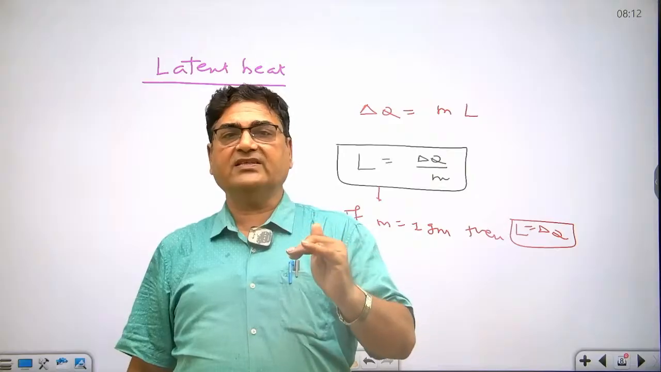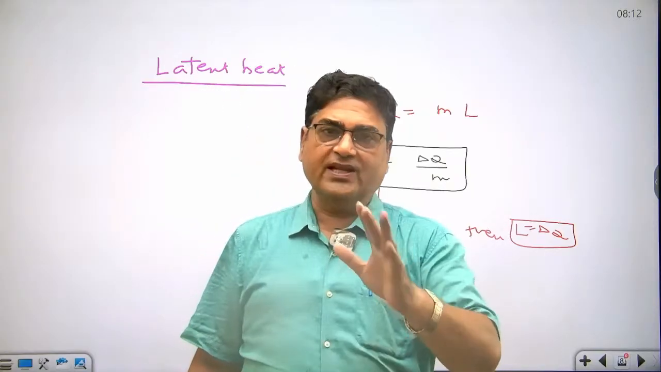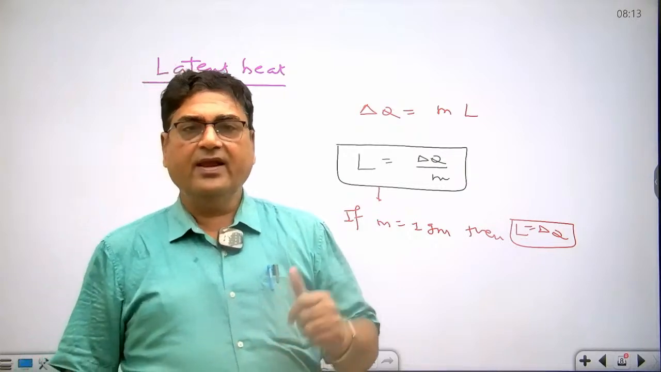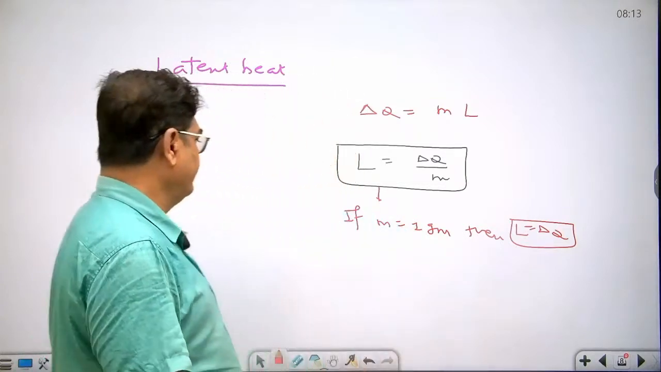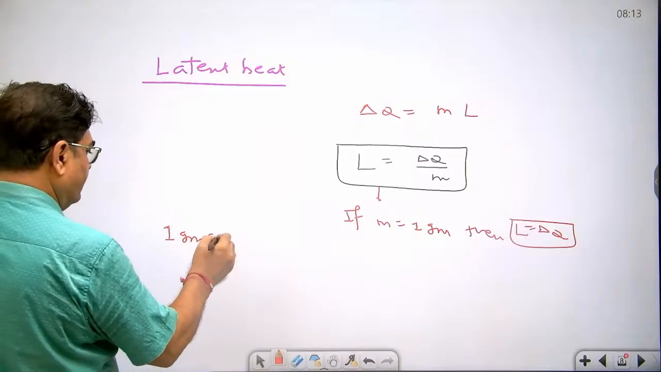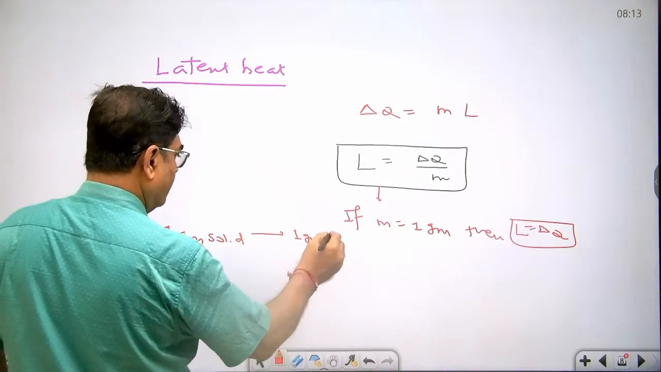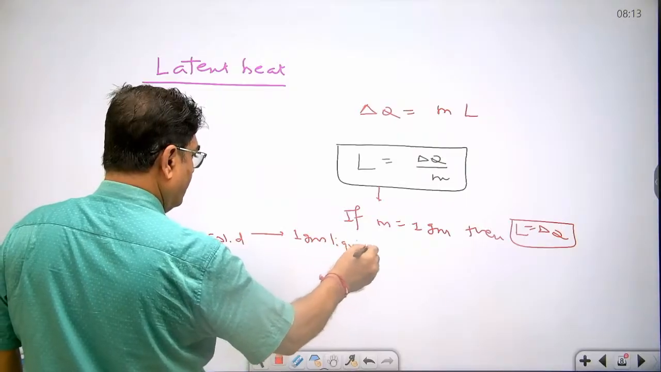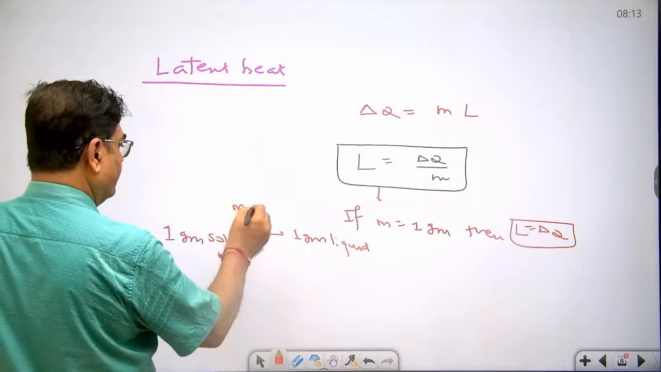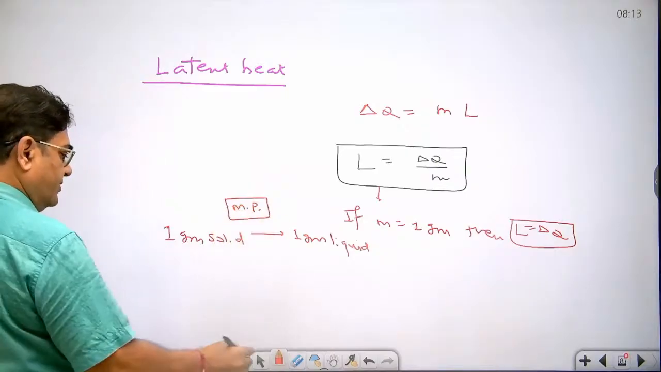If the given reference temperature is the boiling point of a liquid, then it is called latent heat of evaporation. So dear student, what is latent heat of fusion? It is the quantity of heat required to change 1 gram of solid into 1 gram of liquid at its melting point, and it is called latent heat of fusion.